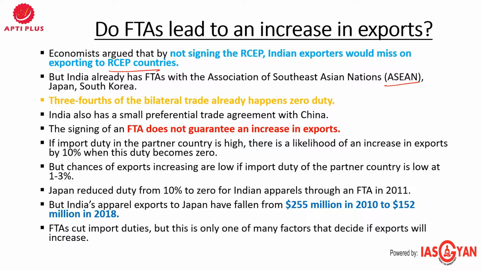और 3 to 4 fold of the bilateral trade has already zero duty. उसके बाद India has a small preferential trade agreement with China as well, हमारा चाइना के साथ भी trade agreement है, fine. So that is on a note of preferential trade. तो ये point आपके लिए important है, preferential trade है. And signing of the FTA does not guarantee, I tell you, mind this point, it does not guarantee the increase in exports.